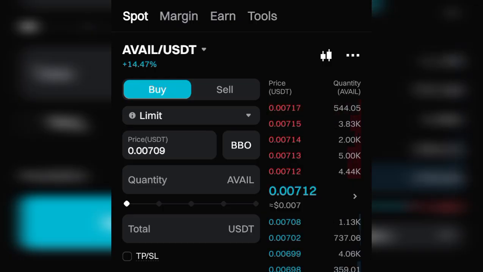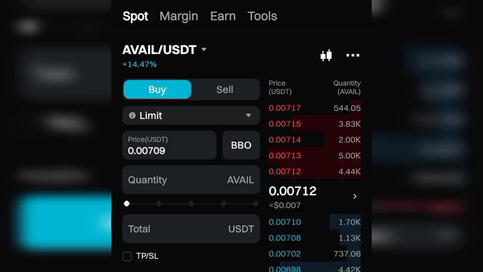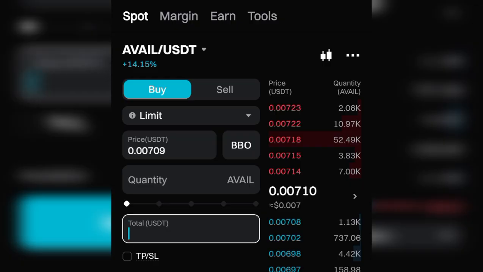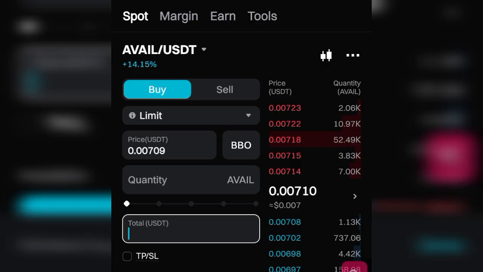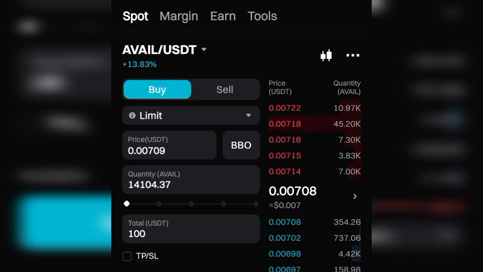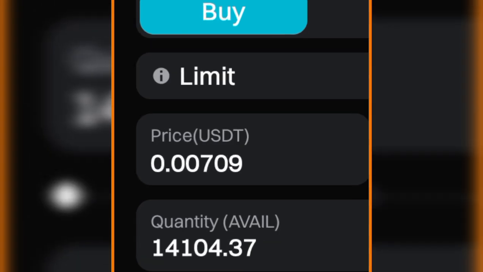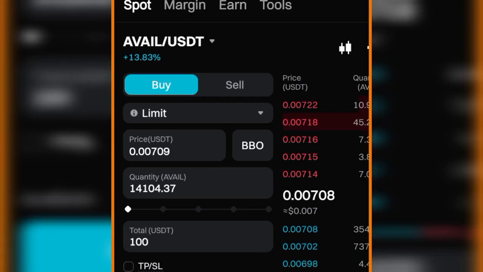Okay, so here we have 0.0712. That is currently the price of Avail here. So we are going to put in $100. We just need $100 to be able to get the percentage profit and see whether this can work. Okay, so I have put that in. What did I get? I'm getting 14,104.37. Okay, I'm going to copy that.